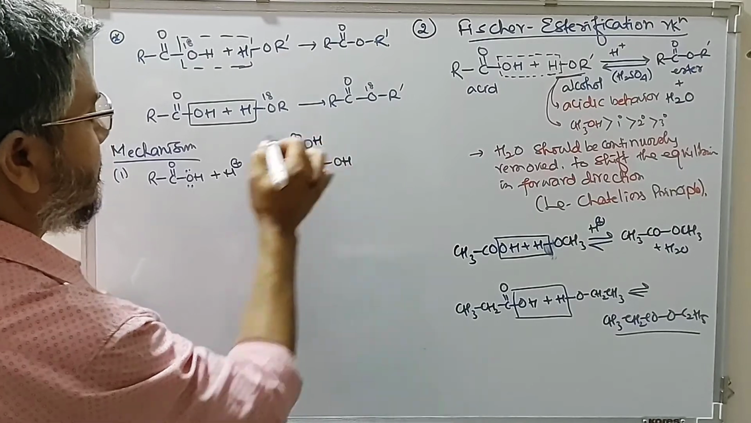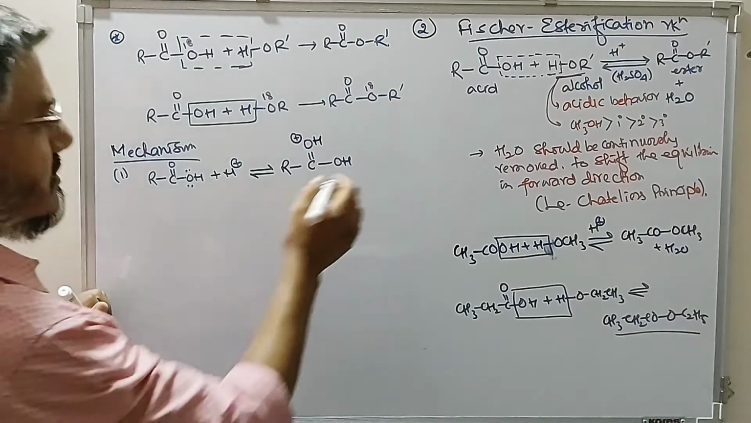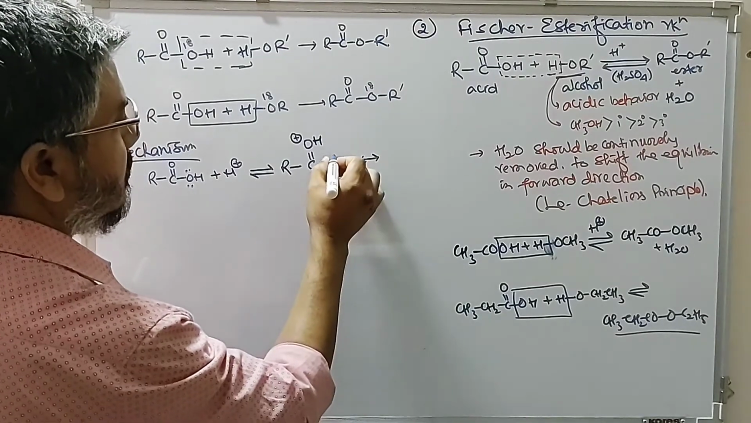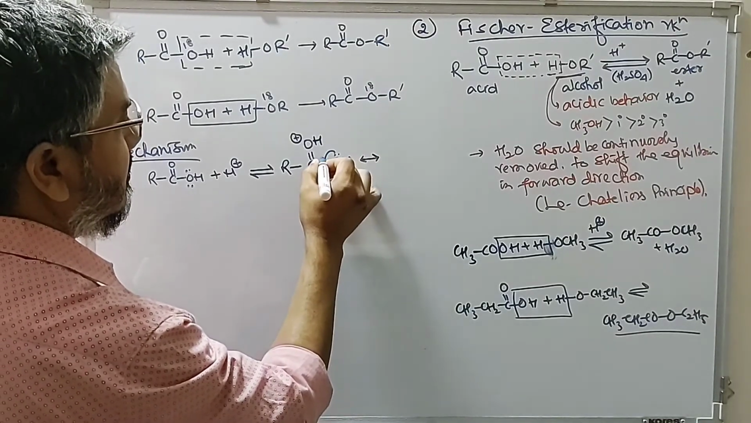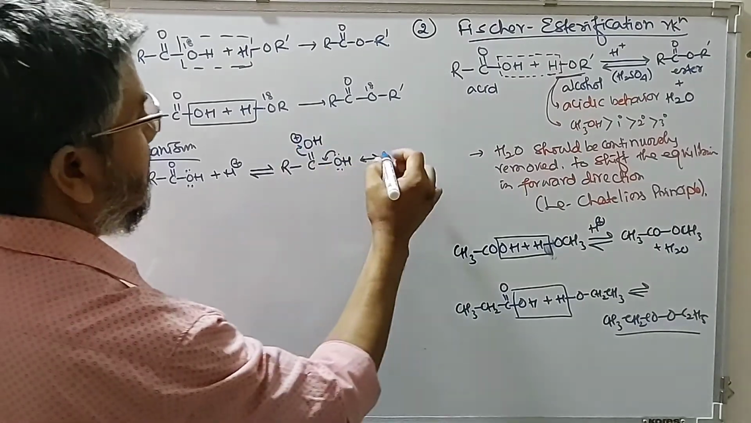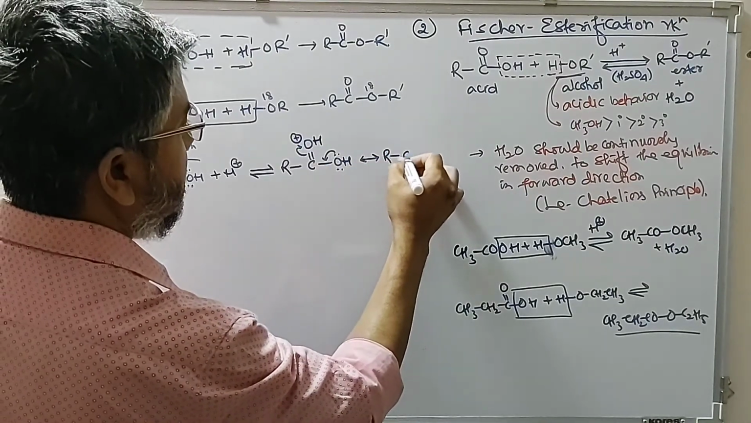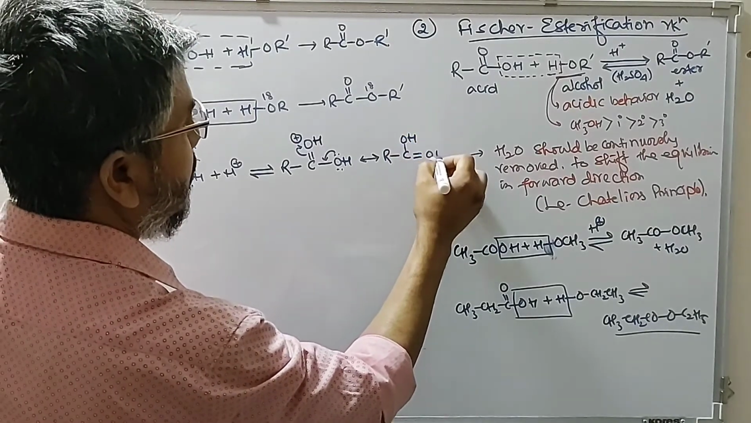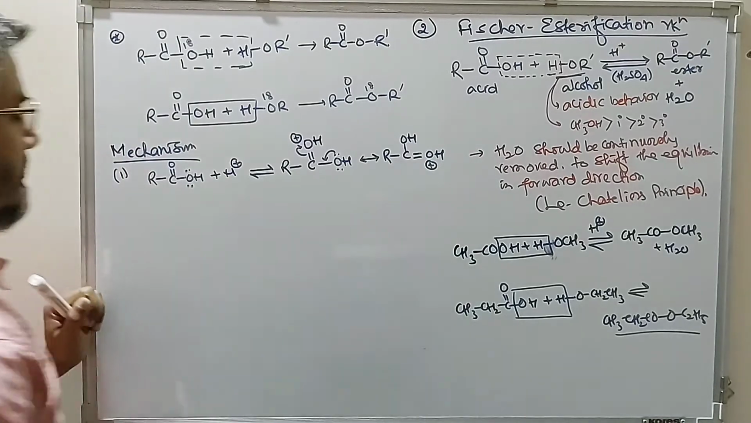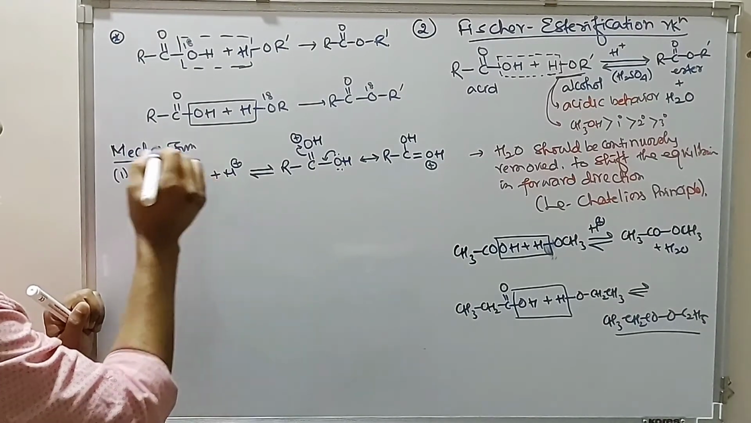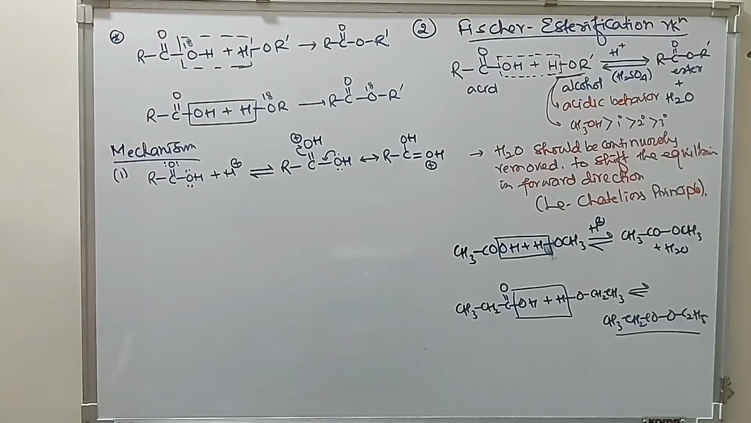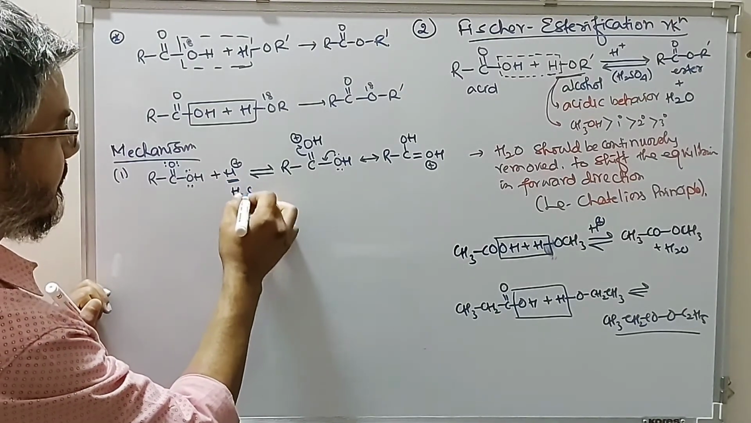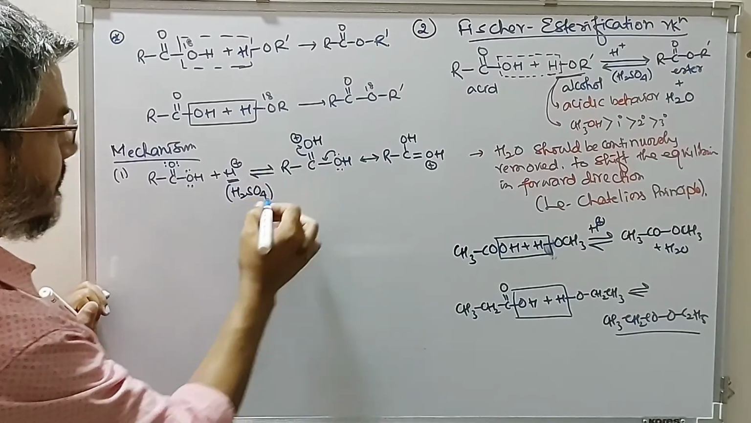Now this species is resonance stabilized, so we have electron here. So R C OH double bond OH positive. So the first step is protonation of the acid. This is coming from sulfuric acid, not from alcohol.